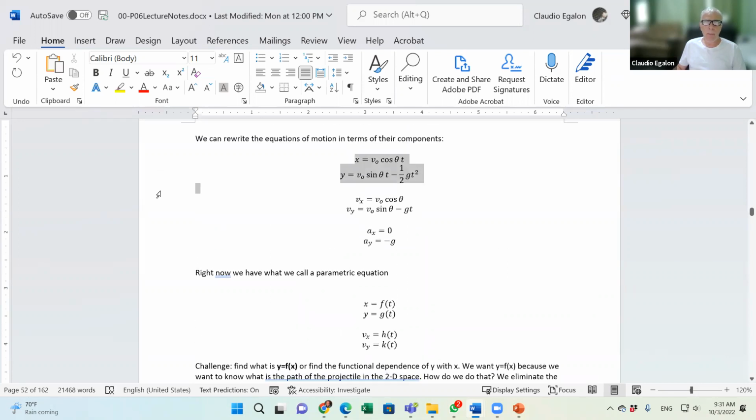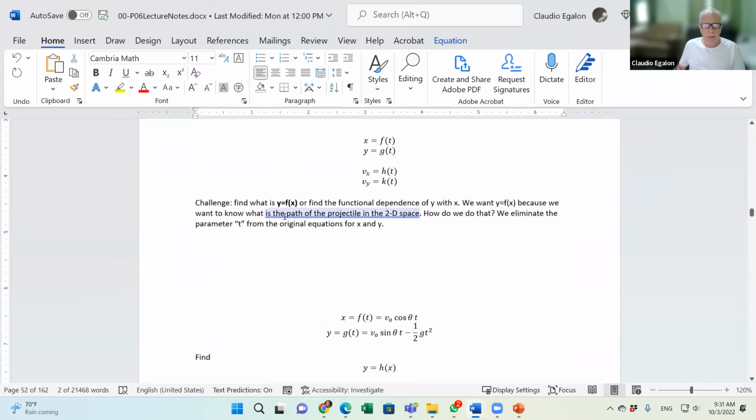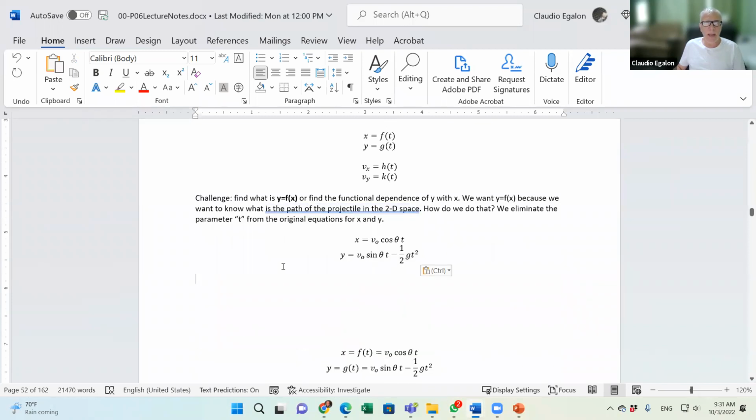So here you go. Let's start. I'm going to do it only for x and y. There's no need to do it for vx and vy. So how do we do it here? I want to eliminate t. What does it mean? I want to eliminate t.